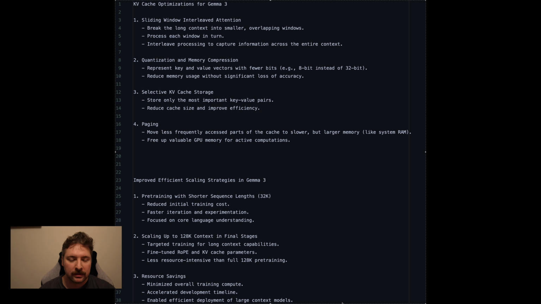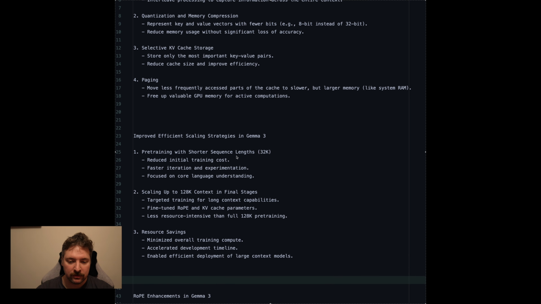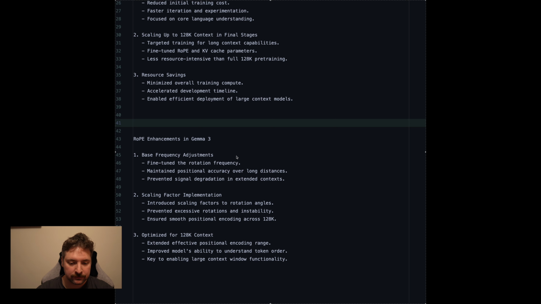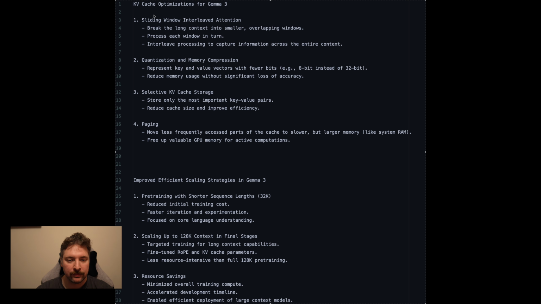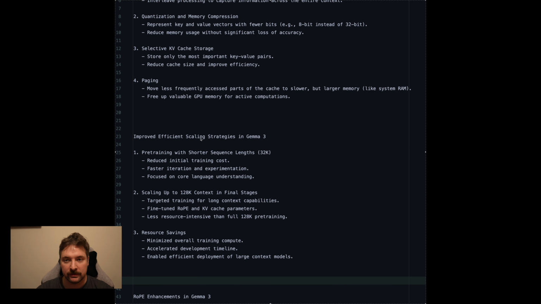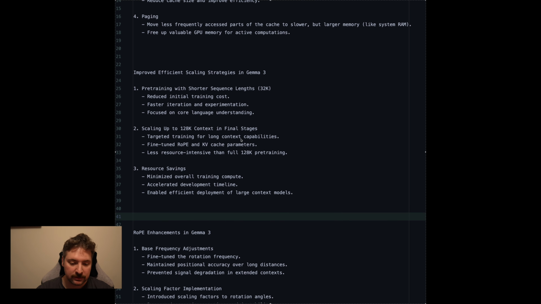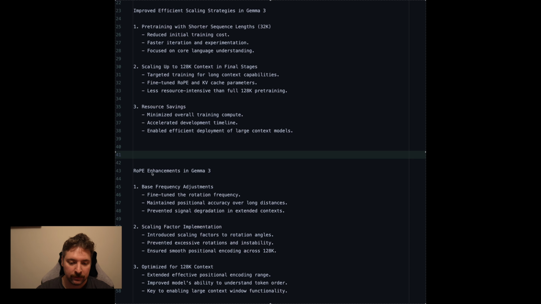All right, let's talk about a few more of the technical pieces. I'm going to go through this list here. So we have three main strategies that Gemma 3 used to improve their scaling to go from an 8K window up to a 128K window. So let's go through them one by one. We have the key value cache optimizations for Gemma 3. We have the improved efficient scaling strategies in Gemma 3, and we have RoPE that we previously talked about.